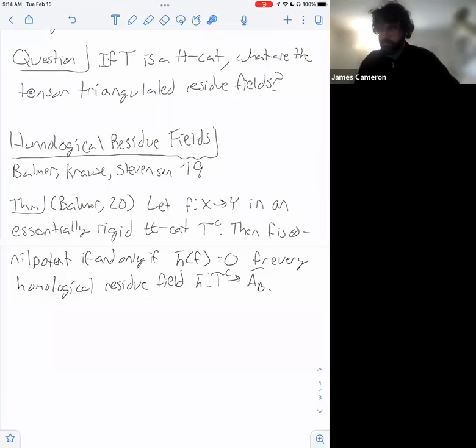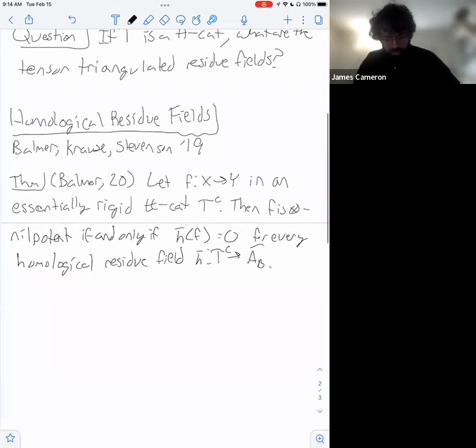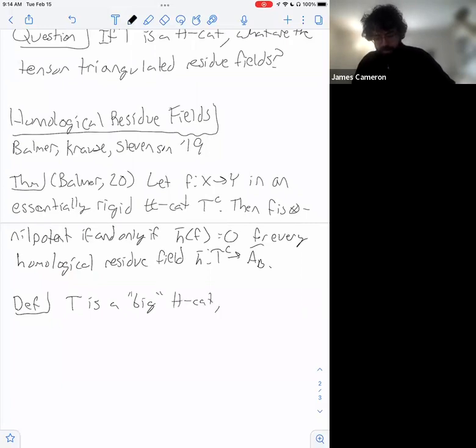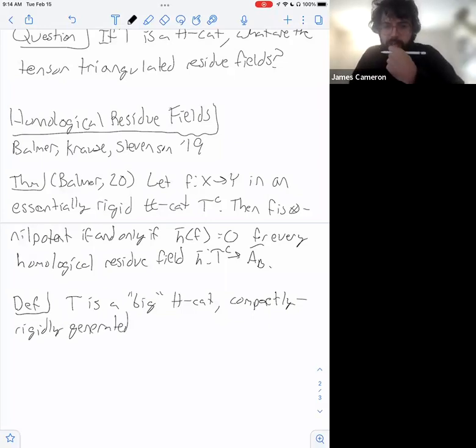Okay, so now that hopefully whatever these homological residue fields are, there's something interesting, let me give you the definition. Here's the construction. T is a big tensor triangulated category, which means it's compactly rigidly generated. So it's generated by its compacts, and all the compacts are dualizable. And let's call the compacts T^c.